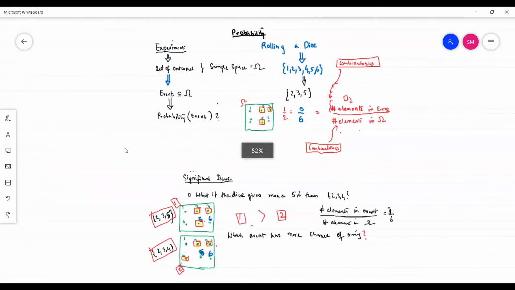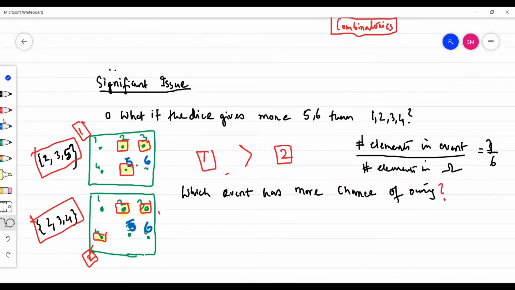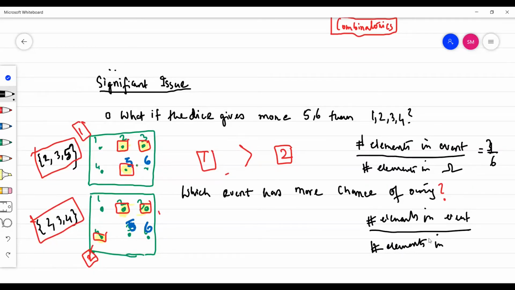Okay, anyways, let's continue with the basics. So understand here, I talk of the same thing over here now. That's the number of elements in the event, divided by the number of elements in sigma, which is 3 by 6. So it's half. Both are half. But we can understand from intuition that one must have greater than 2.